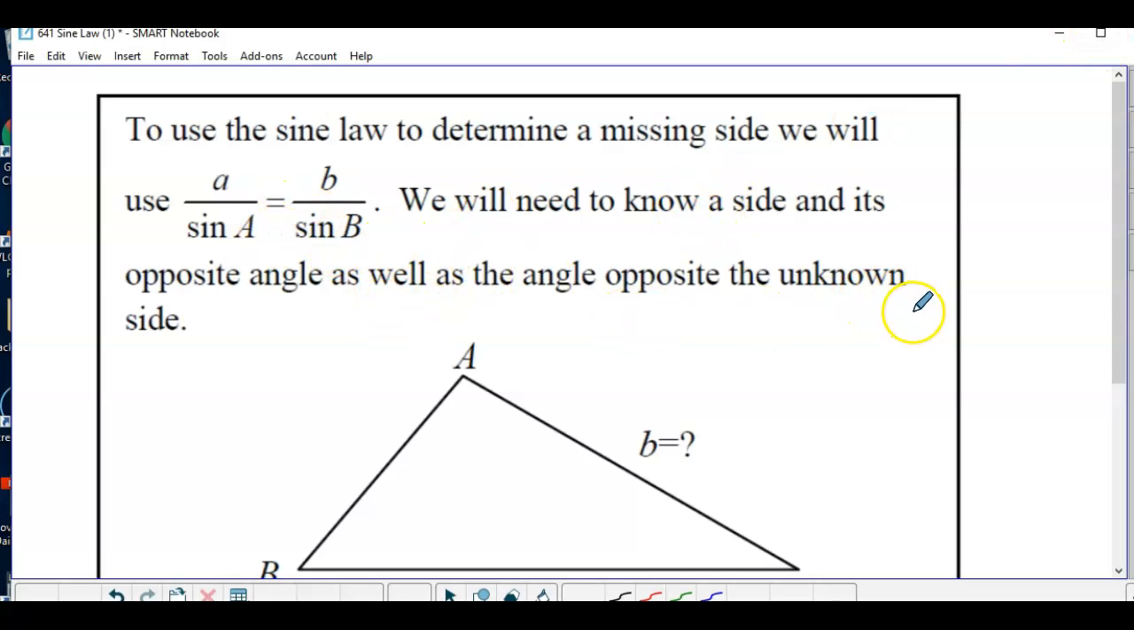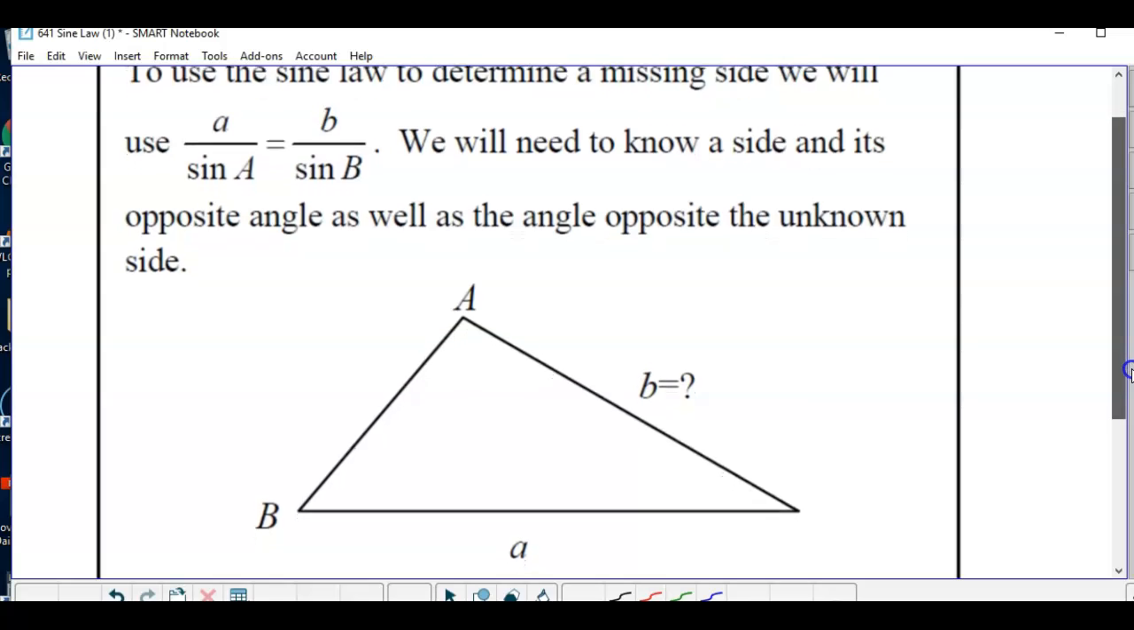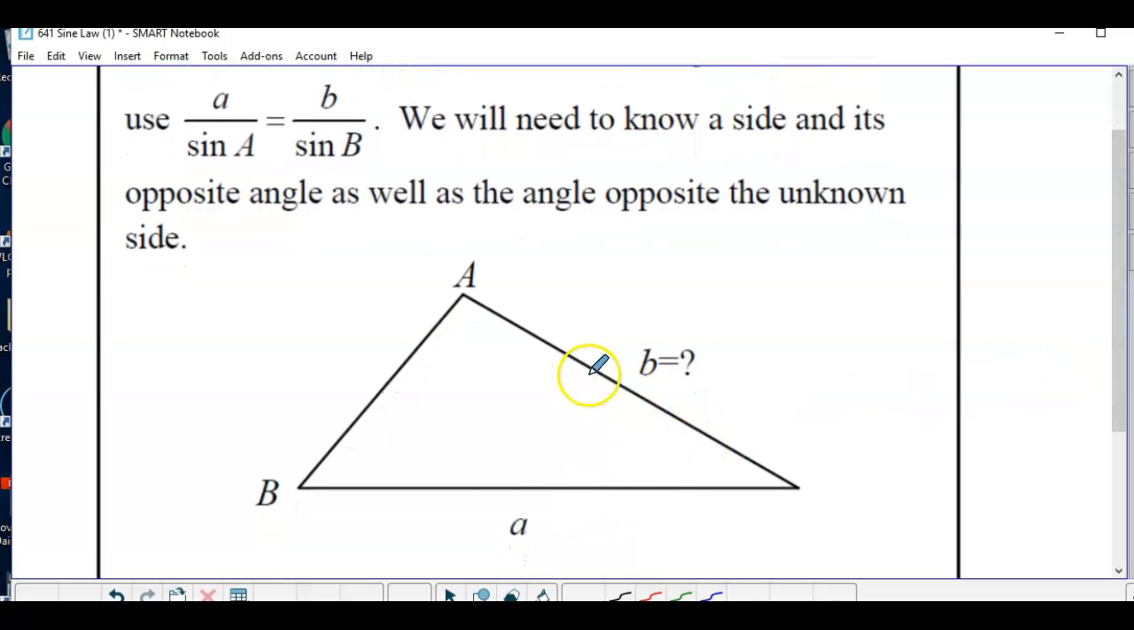So to use the sine law to determine a missing side, we'll use a over sine A equals b over sine B. This is what you need to know. You need to know a side and its opposite angle, as well as the angle opposite the unknown. So taking a look here, these are known. So I always try to do a little cross.